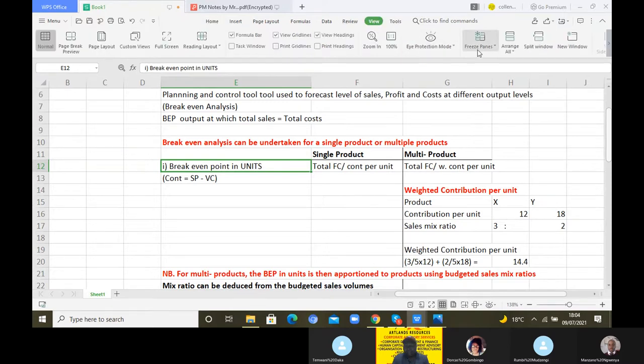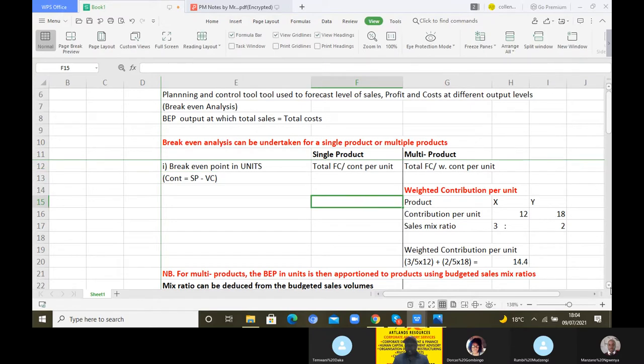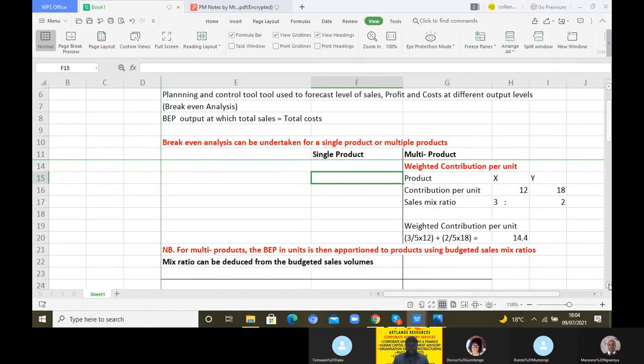If I can freeze the panes like this. All right. Okay. All right. Sure, it works this way.